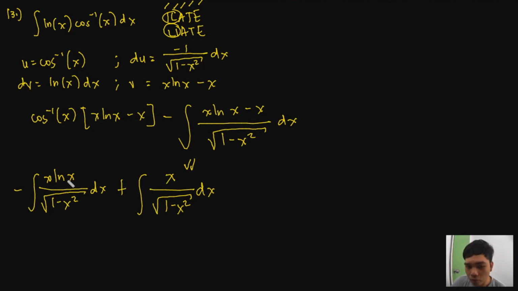But how about this one? That's x ln of x square root of 1 minus x squared. So what could be done to address this issue? Kasi hindi siya basic, diba? Hindi siya madaling integrate. Now, what I'll be doing is that I'll try to use yung ating integration by parts again. So, how do we perform integration by parts then? So, dito, wala na tayong masyadong specific rule na pwedeng isipin, no?